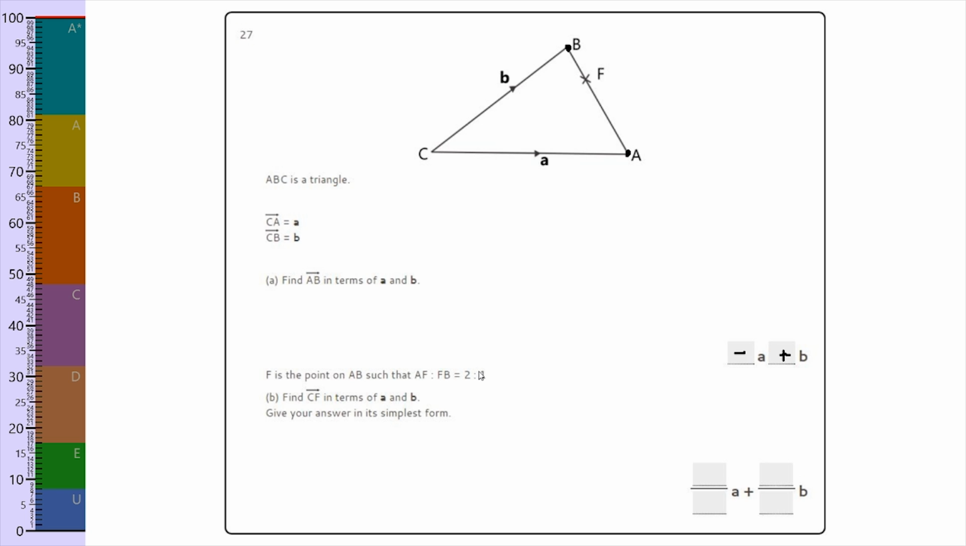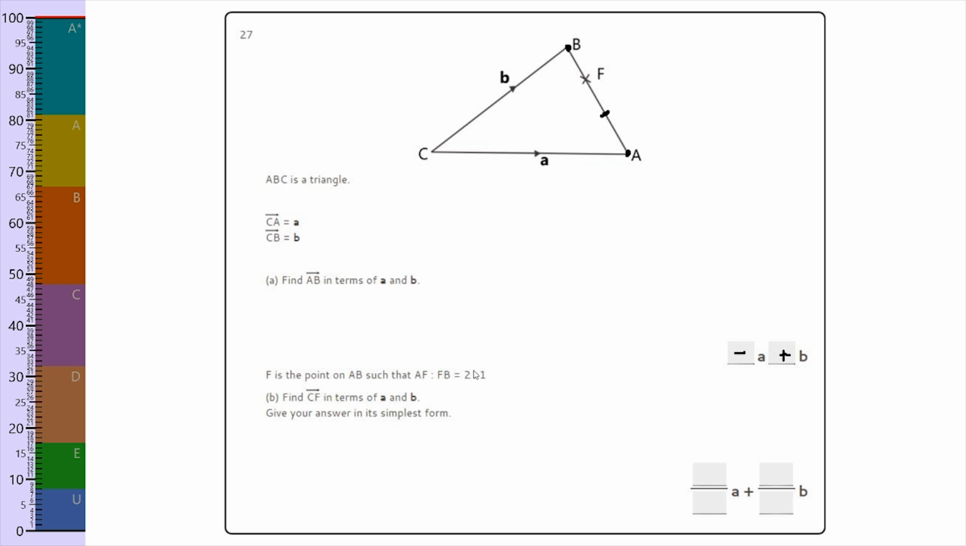Now, F is the point on AB such that the ratio of AF to FB is 2 to 1. The best way of doing this is just put little notches. I know that for every one of the distances here, there's going to be 2 of the distances here. Therefore, if I put a little notch here, then I can see that all 3 of these are the same. There's 2 on this side, and there's 1 up here.